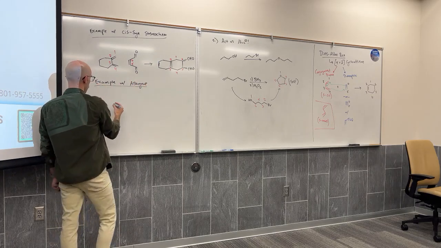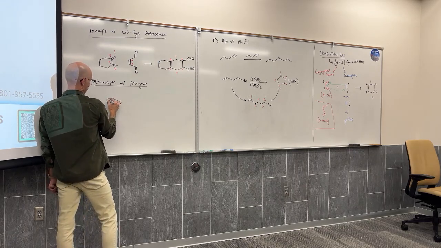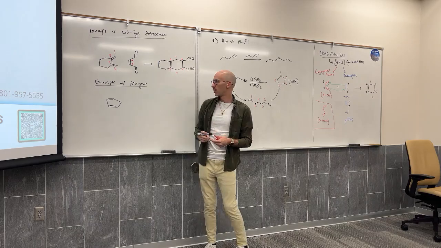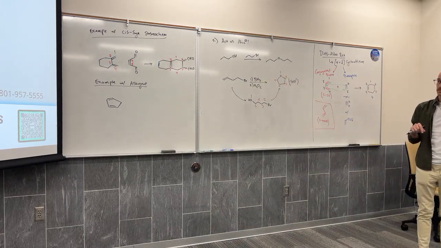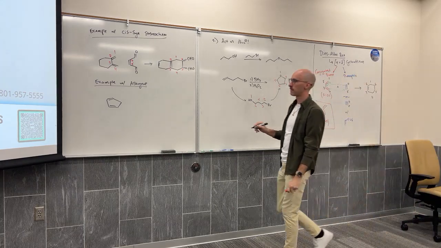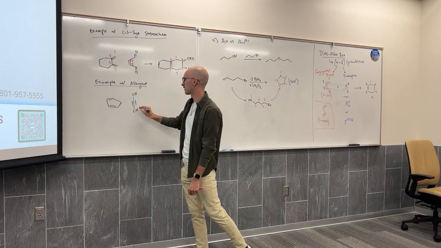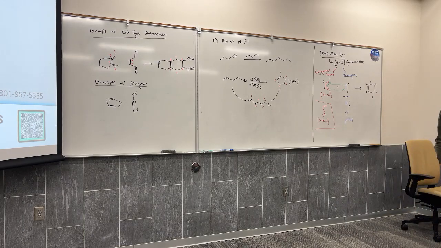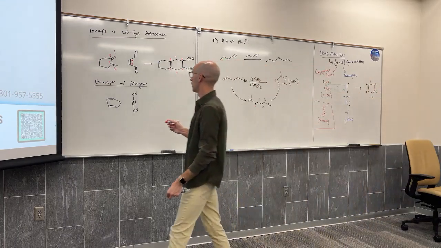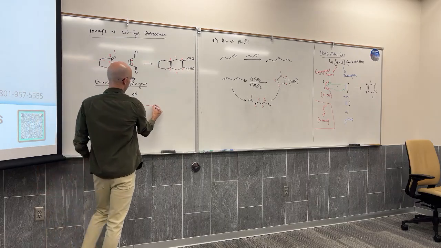I also want to give you an example with an alkyne. We're going to start this reaction with cyclopentadiene. And our cyclopentadiene reacts with this 1,2-dicyanoacetylene. The diene gives me atoms 1 through 4. The dienophile gives me atoms 5 and 6.